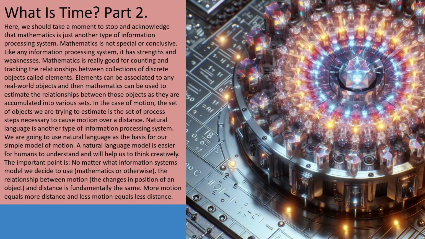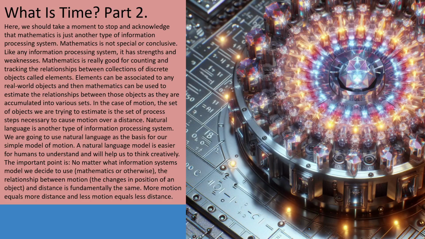Here we should take a moment to stop and acknowledge that mathematics is just another type of information processing system. Mathematics is not special or conclusive. Like any information processing system, it has strengths and weaknesses. Mathematics is really good for counting and tracking the relationships between collections of discrete objects called elements. Elements can be associated to any real-world objects, and then mathematics can be used to estimate the relationships between those objects as they are accumulated into various sets. In the case of motion, the set of objects we are trying to estimate is the set of process steps necessary to cause motion over a distance.